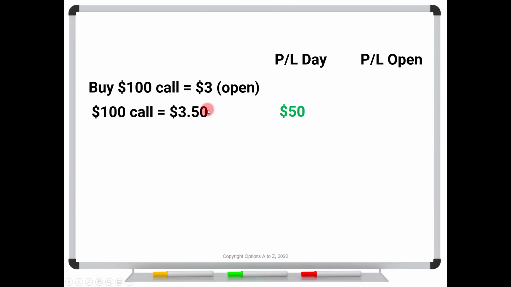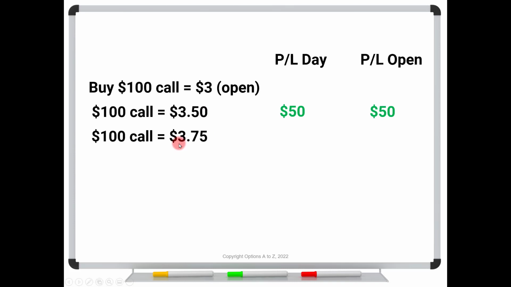You have one contract. If you had two contracts, it would show plus 100. It's just showing you the total increase or decrease in your position in terms of dollars for the day. Now in this instance, the P&L for the open is going to be the same because it also increased by 50 cents or $50 in total because each contract controls 100 shares. So it increased that since you've opened the position.